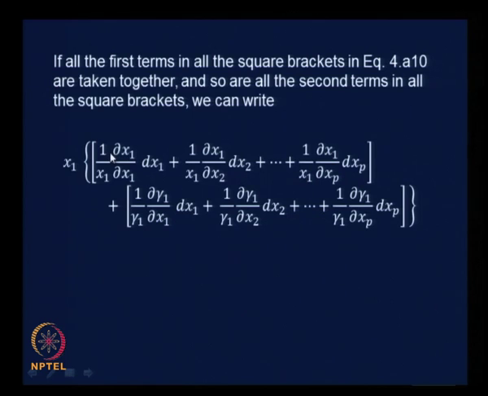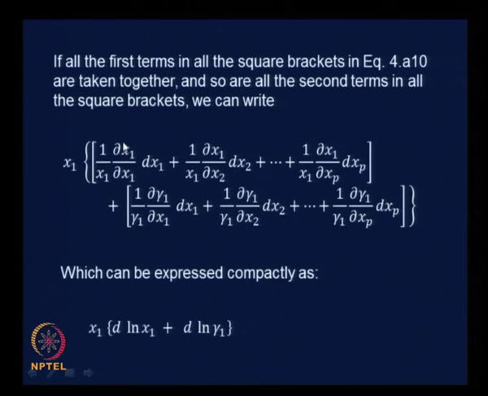I am sure all of you would have gotten it by now. You know that 1 by x1 dou x1 is nothing but dou ln x1 dou x1, right. So, you have dou ln x1 dou x1 dx1, dou ln x1 dou x2 dx2, and so on till dou ln x1 dou xp dxp. And what is this? This is nothing but an expansion of the total differential d of ln x1 when x1 is a function of x1 x2 x3 and so on till xp, that is it.